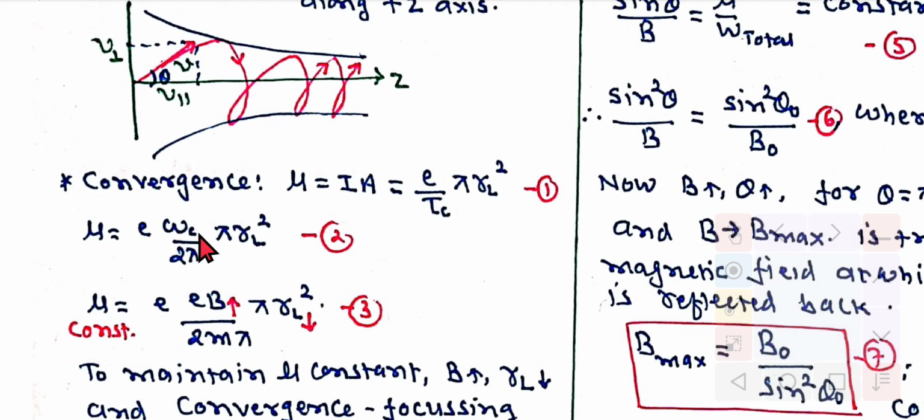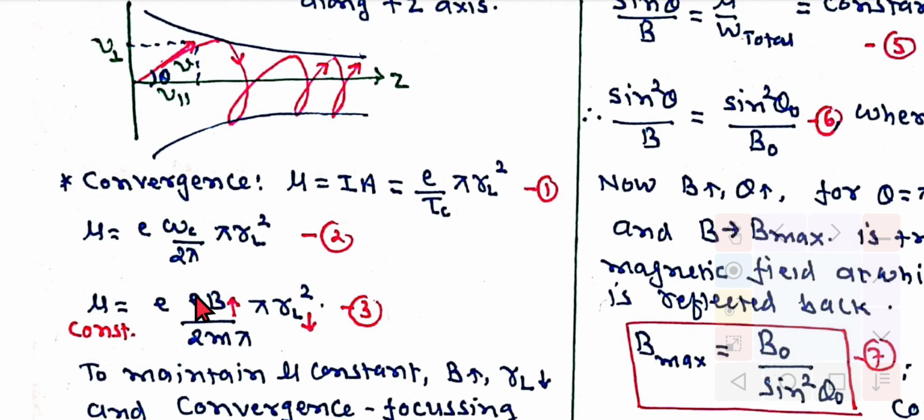Again, let me say, what is the value of omega C? Cyclotron frequency can be represented by EB by M. E is the charge, B is the applied magnetic field, M is the mass of the particle. Omega C equals EB by M. This is the law. Now again, you see mu, constant, equals E square B over twice pi M, pi cancels, and RL square.